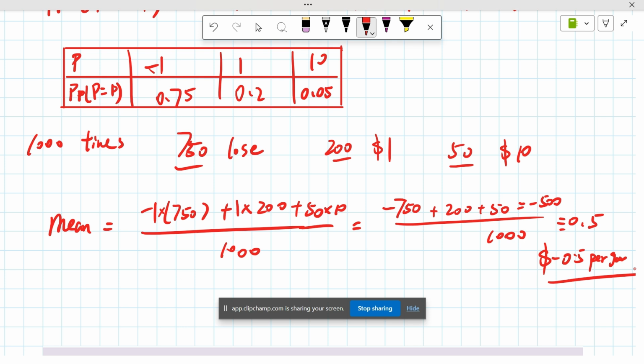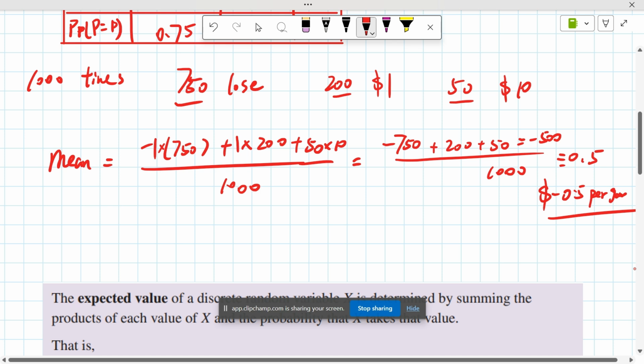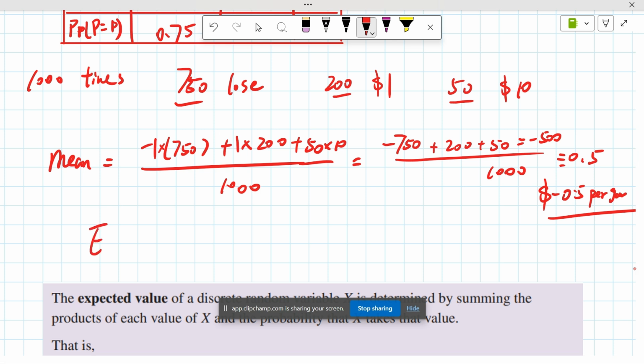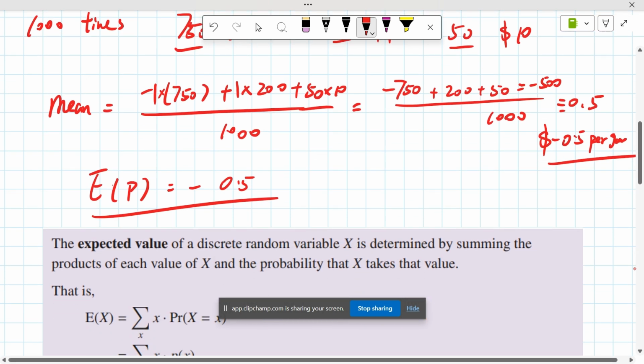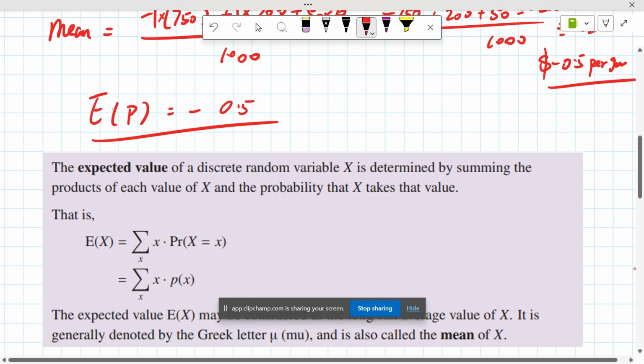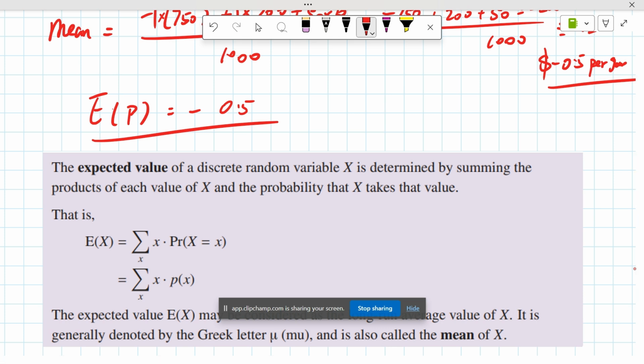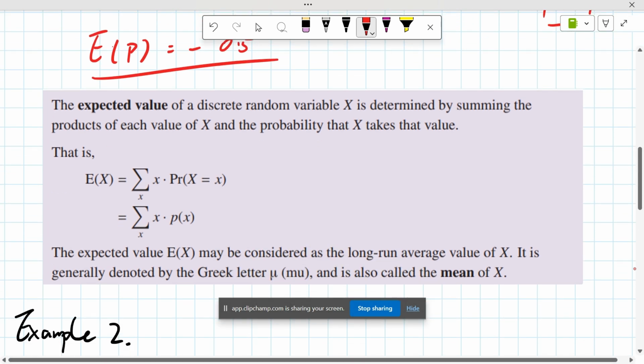So that's a pretty high ratio of loss. You lose 50 cents per game, and that's very, very big. So you can say, do not try to take a risk. And this is expected value, and the summary for this problem.